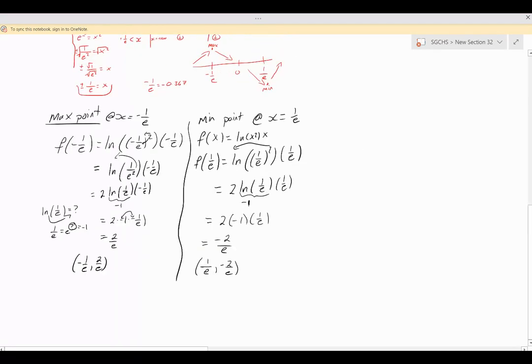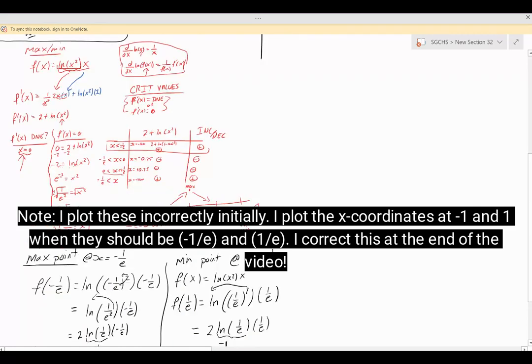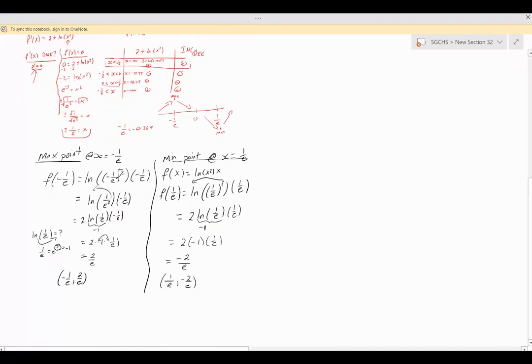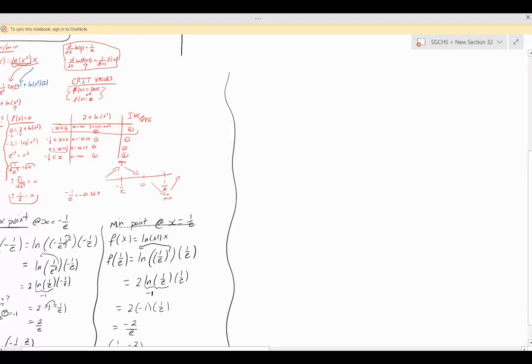So we can roughly graph that. Somewhere here, negative 2 over e, we're going to get down here. Okay, so we have found our max and our min points. Let's now focus on inflection points and concavity.